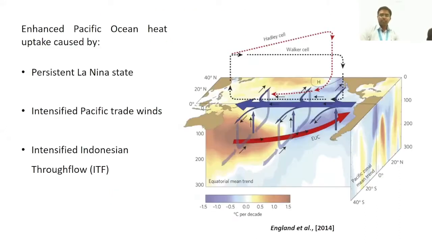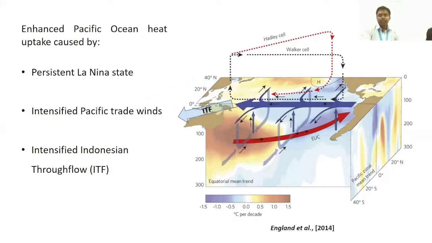The reason for this hiatus is suggested by England et al. 2014. It is one of the mechanisms which shows that due to the strengthening of the trade winds, there was a persistent La Nina condition in the equatorial Pacific Ocean. So this phenomenon of the equatorial Pacific is absorbing the heat from the atmosphere, and this heat is getting deposited into the deeper depths of the Pacific and transported to the Western Pacific.